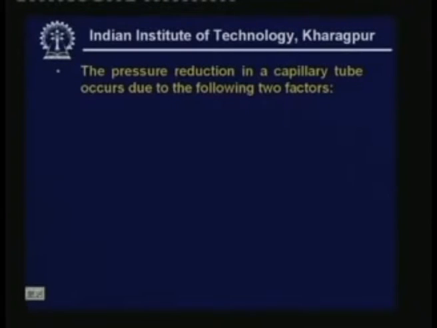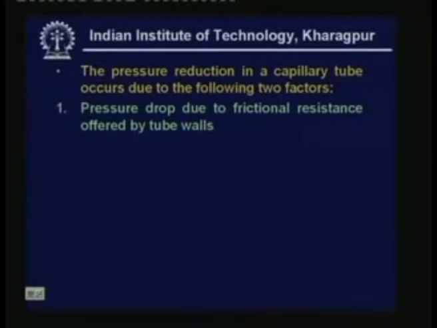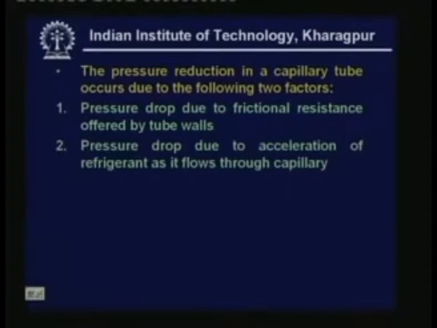Now the pressure reduction in a capillary tube occurs due to the following 2 factors. Capillary tube is an expansion device, so obviously pressure reduction should take place across the capillary tube. So how does the pressure reduction take place in a capillary tube? That's what I am going to explain. There are 2 factors which cause pressure reduction. The first one is the pressure drop due to frictional resistance offered by tube walls. And the second factor is pressure drop due to acceleration of refrigerant as it flows through the capillary.